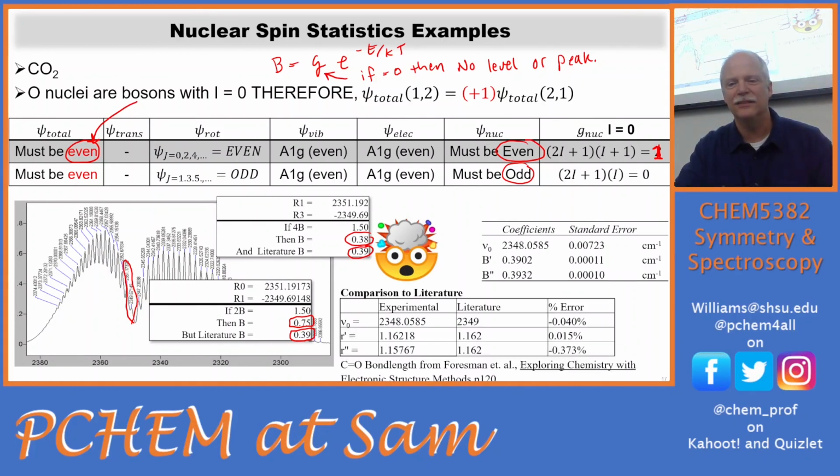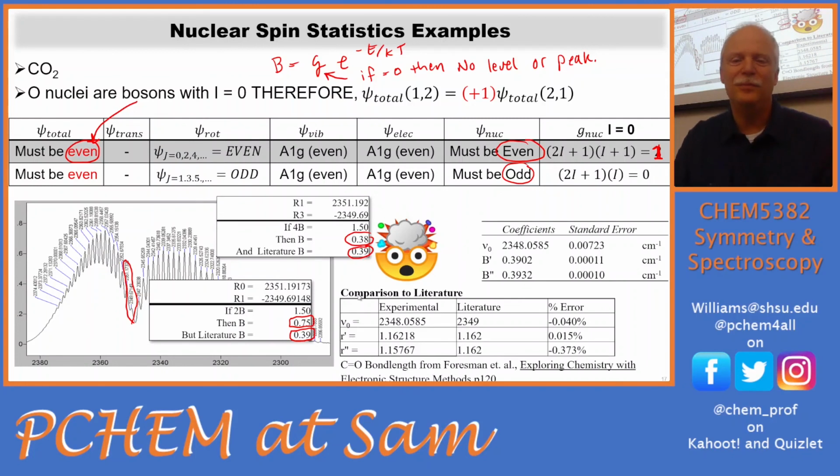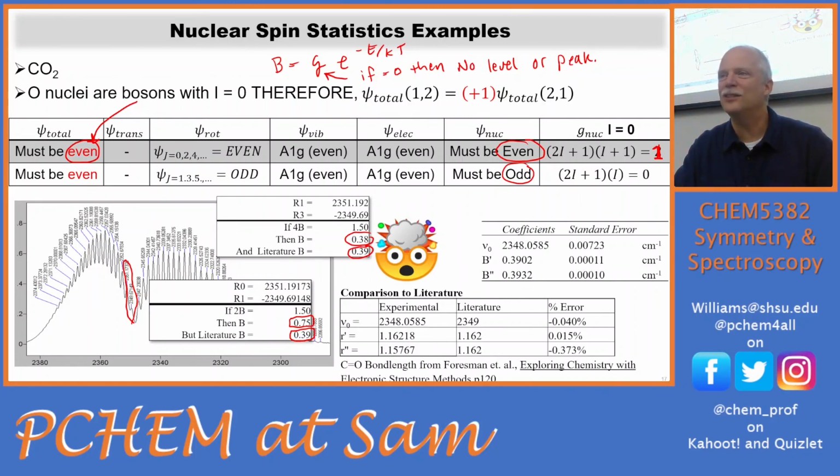So here's some other stuff. Now that we have those values, we get pretty good numbers for CO2. If we acknowledge the spin statistics, then we get really great numbers. If we didn't, we would be off on our bond length by 40%. It's pretty cool stuff, I think. Symmetry and spectroscopy, right? That's what this course is about, and this is the deepest dive into symmetry and spectroscopy that we'll go into. So this is nuclear spin statistics.